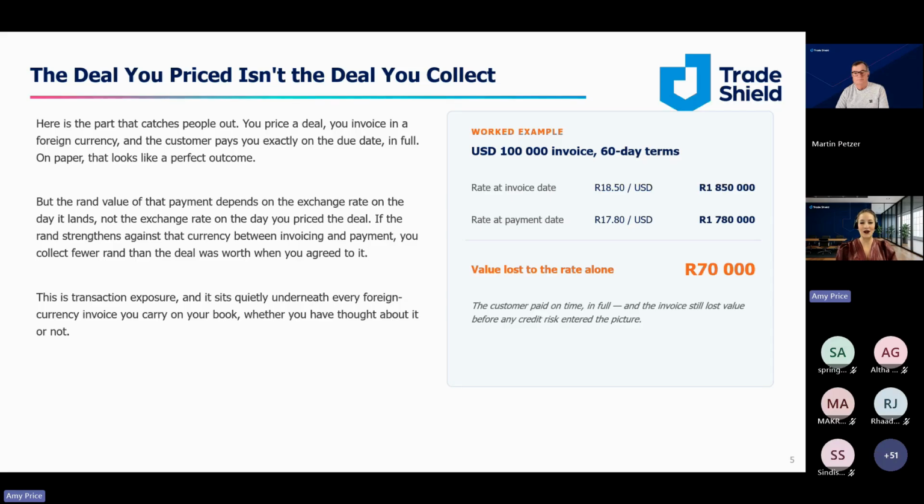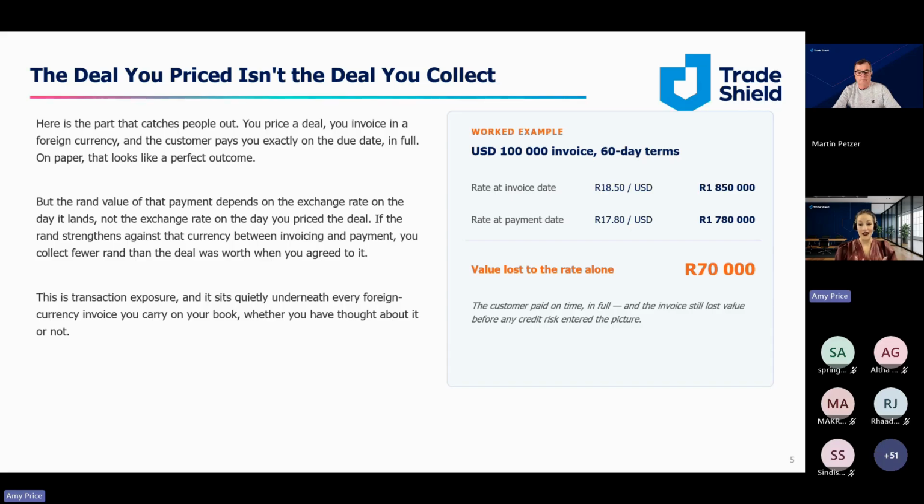And so it's not got anything to do with the fact that this customer wasn't creditworthy, or that you didn't do your homework. But things are volatile, especially in South Africa, where the rand does change on a day-to-day basis. So here's the thing: that loss you're looking at is not bad debt. Your credit control did its job absolutely perfectly. This is a currency problem sitting quietly underneath every foreign currency invoice on your book.